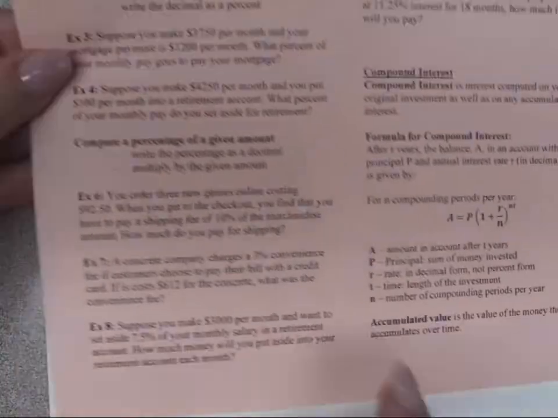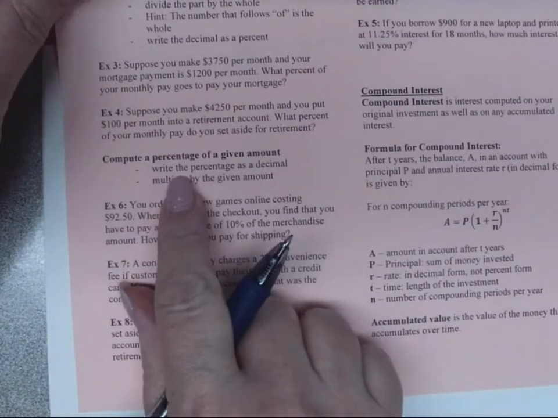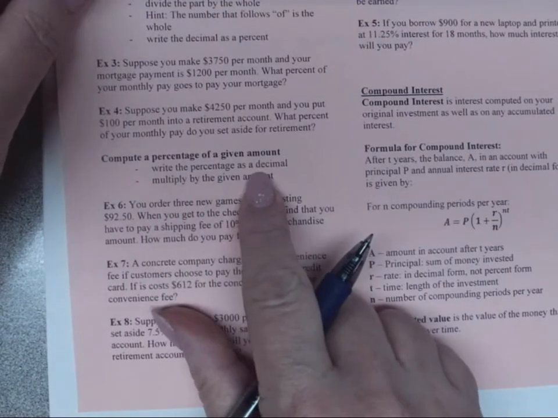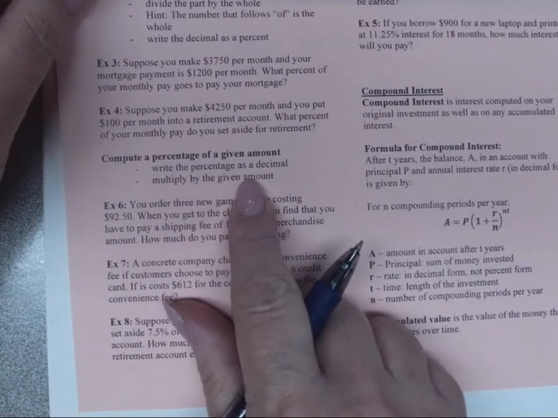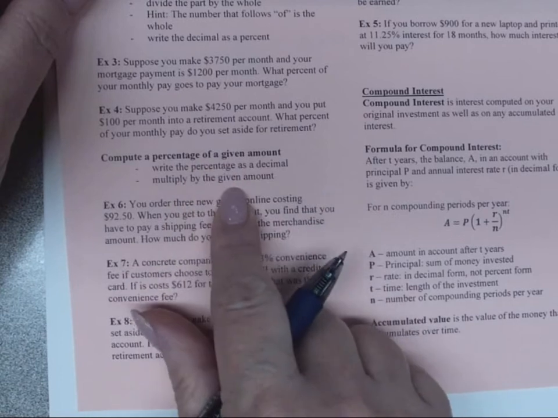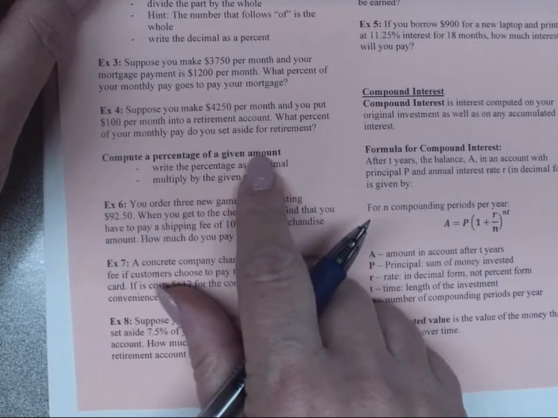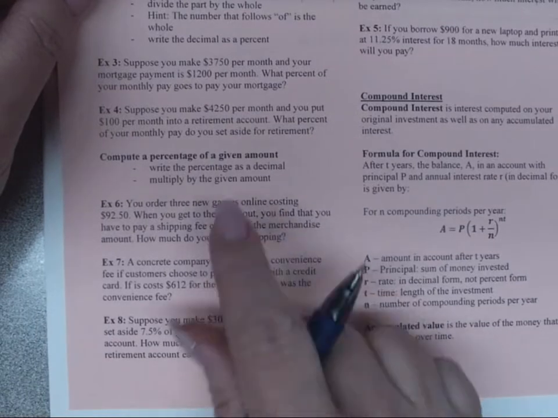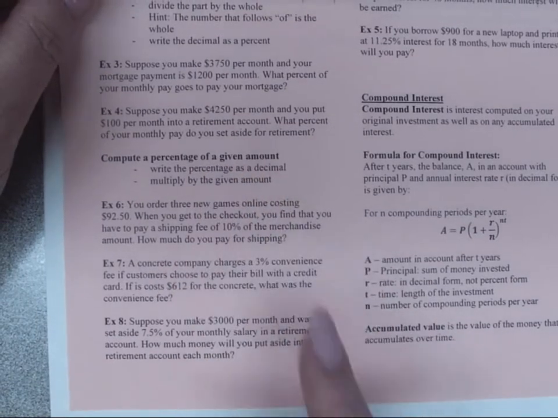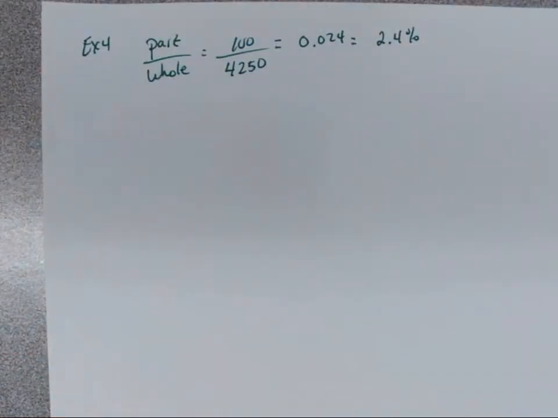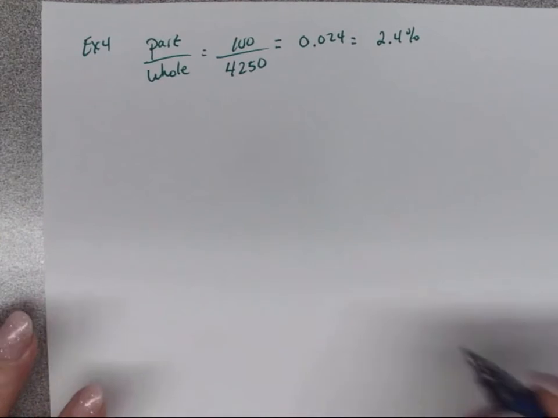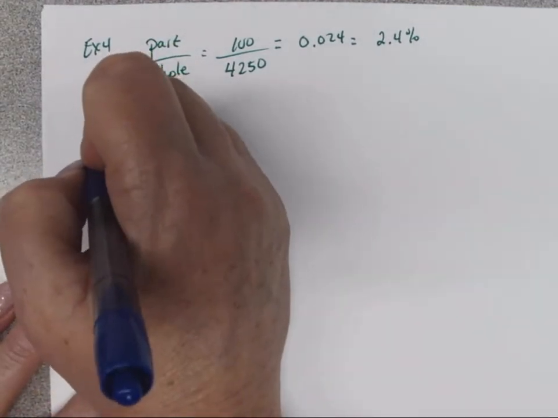So if we want to compute a percentage of a given amount, we want to write the percentage as a decimal and then multiply by the given amount. So that kind of gives us, if we're taking a percentage or computing a percentage of that. So write the percentage as a decimal and then multiply by it. And we're going to do those here in just a second. So let's look at example 5.